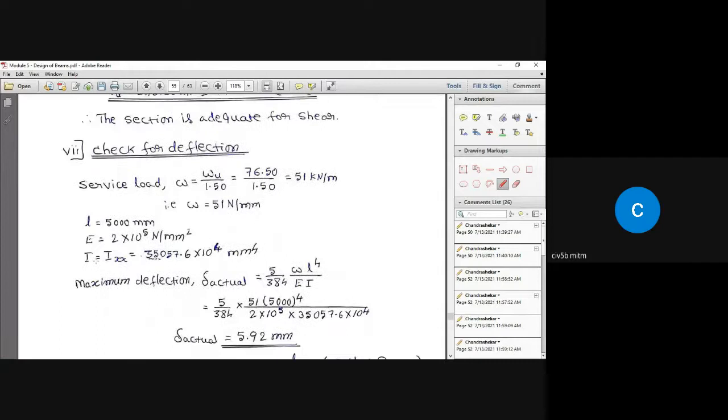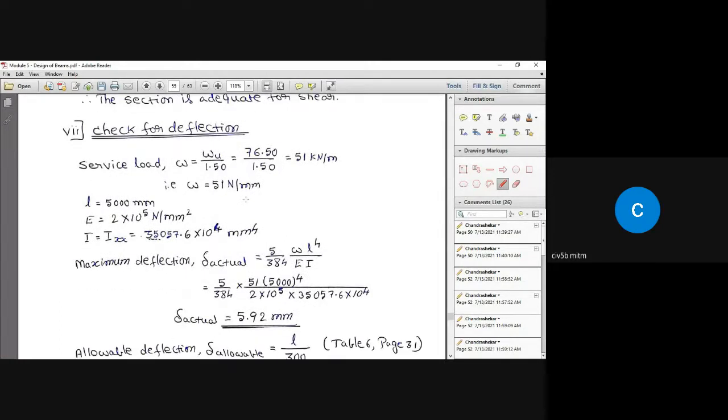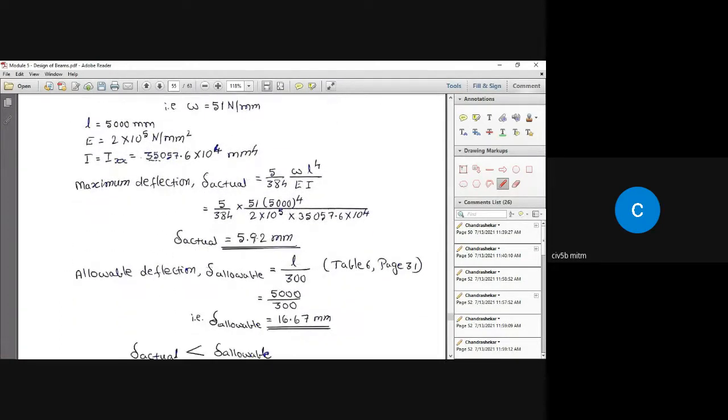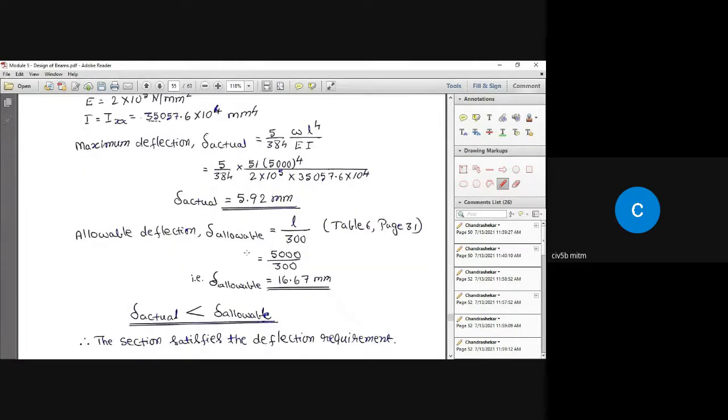Check for deflection. Yes, convert the value into service load. Okay, find out what is the actual deflection. Compare that with L by 300, which we got from table 6, of course, on page 31, and compare the actual deflection with the allowable deflection. So actual deflection should always be less than or at most equal to the allowable deflection. So in this case, 5.92 is way below 16.67 millimeter. Therefore, the deflection condition is also satisfied.